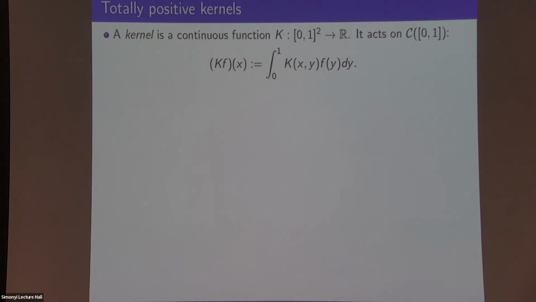A kernel is just a continuous function of two variables. Here I'm going to restrict my variables to lie in the unit interval, so it's just a real valued continuous function. You can think of it as a continuous analog of a matrix, and the continuous analog of a vector is just a real valued function on the unit interval. Our kernel is going to act on functions. So the kernel K times the function f is another function, which we get by integrating K times f with respect to the second variable.